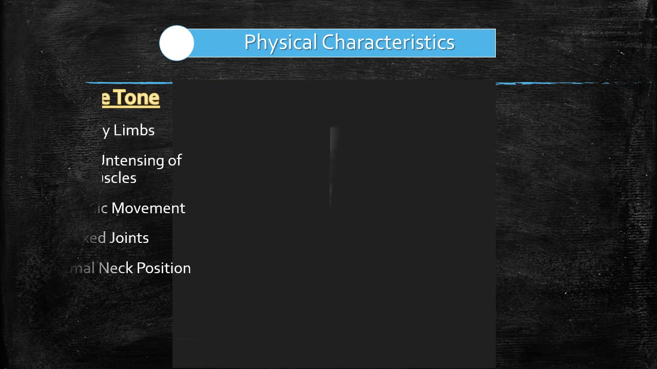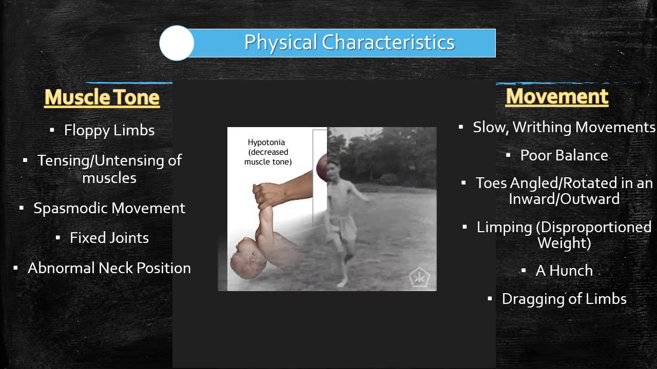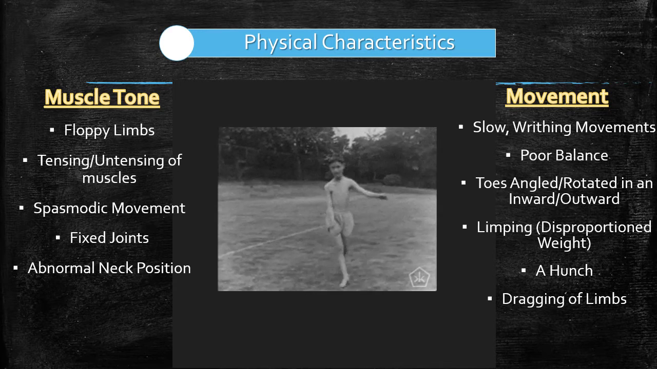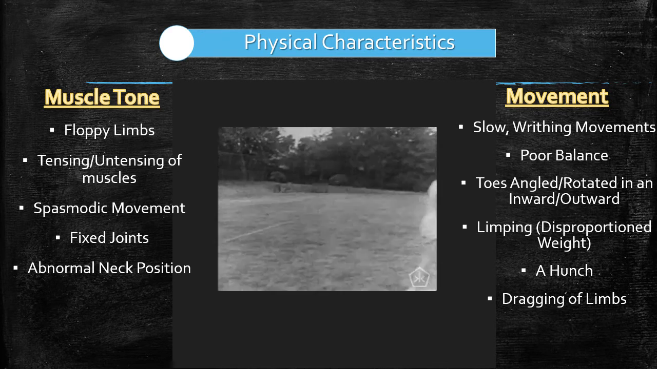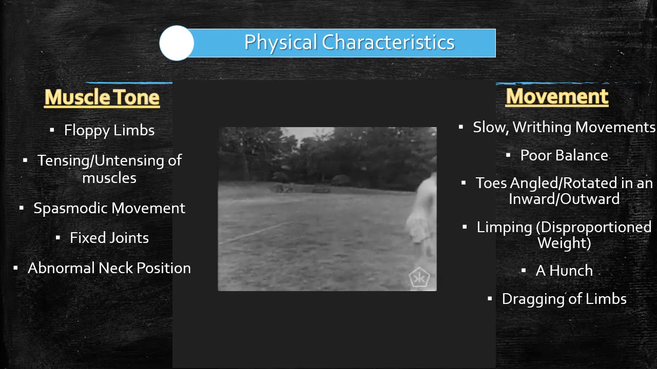There have been several other observed physical characteristics of someone with cerebral palsy due to their lack of motor muscle control. Muscle tone is responsible for the strength within stretching and contracting muscles, and an individual with cerebral palsy may exhibit floppy limbs, spasmodic movement, or abnormal neck position. Movement, coordination, and control is typically considered the ability to freely regulate one's fine and gross motor skills. An individual with cerebral palsy may exhibit poor balance, a hunch, or dragging of limbs.